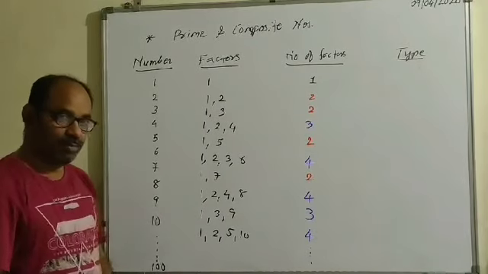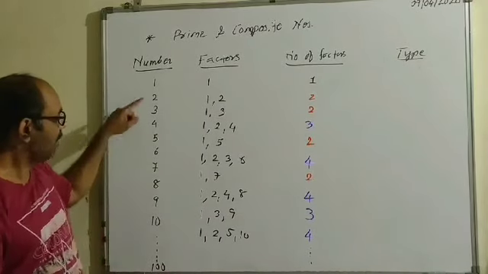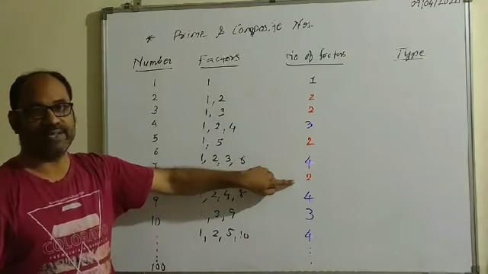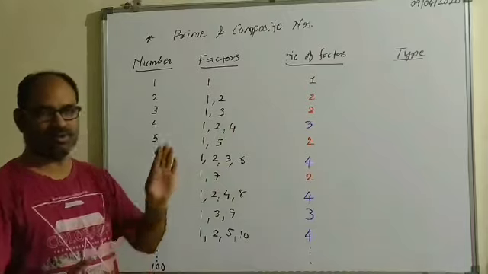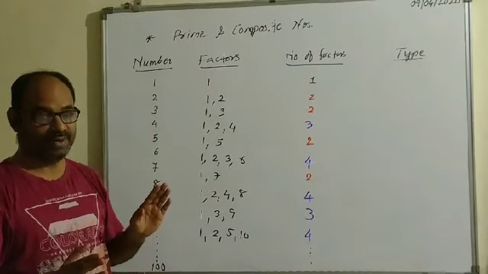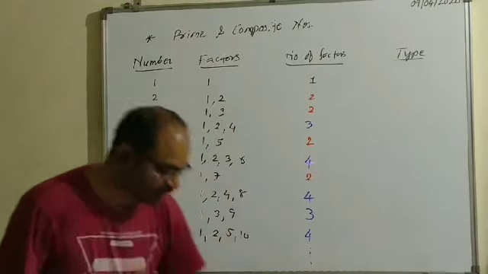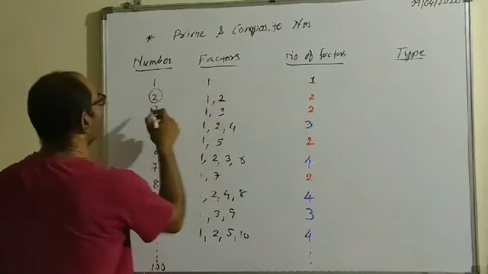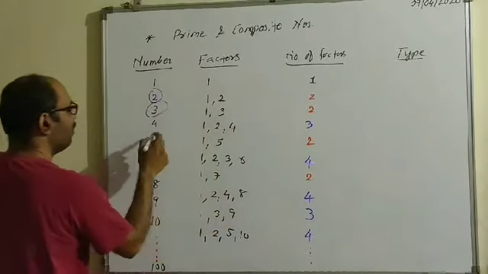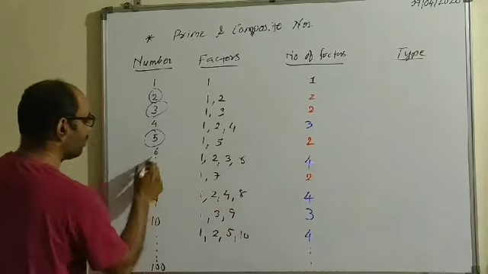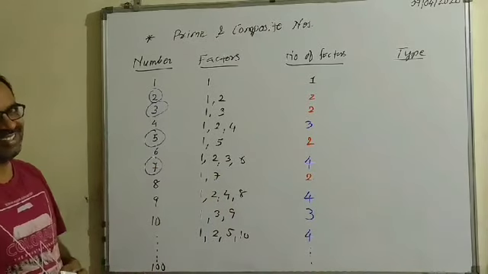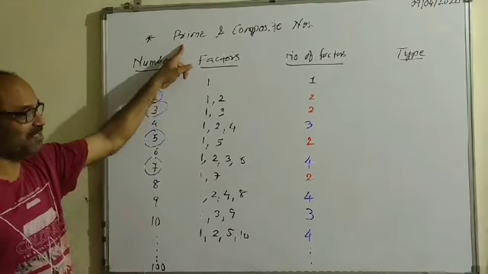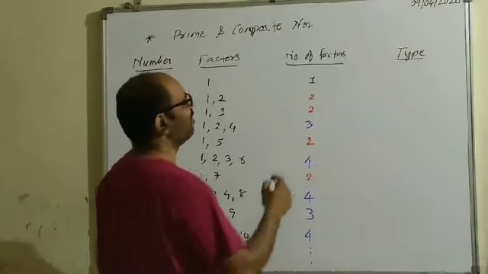Well, what do you observe? There are some numbers which have exactly 2 factors. Not less than 2, not more than 2. Which are the numbers having exactly 2 factors? 2, 3, 5, 7. Children, such numbers are called prime numbers.